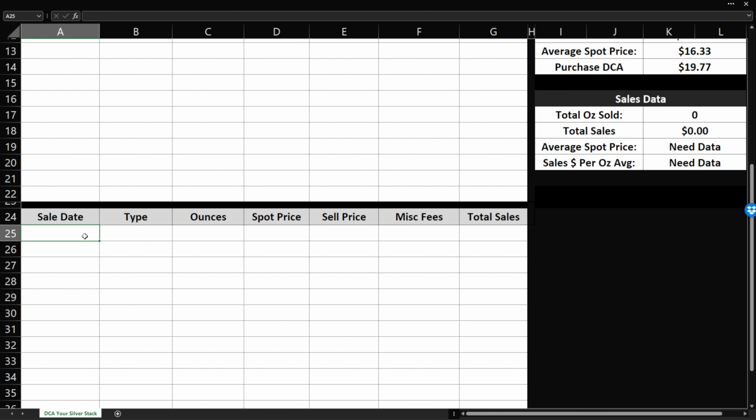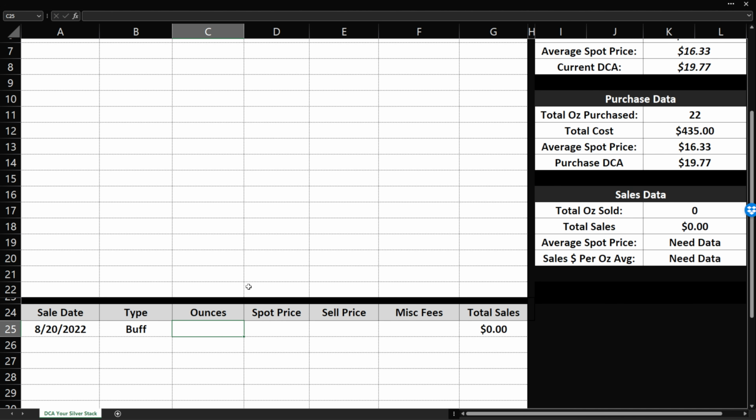Let's say we decide on 8/20 that we need to sell some silver. Dates don't matter, it's just whatever. We decide to sell 10 of our silver buffaloes. Spot price has gone up to $23 an ounce. We got $2 over spot, so we sold for $25. No miscellaneous fees. Now take a look at our sales data. You can see we have 10 ounces sold for a total of $250 with an average spot price of $23 because we only have one data point, and our sales per ounce average of $25 because we only have one data point.